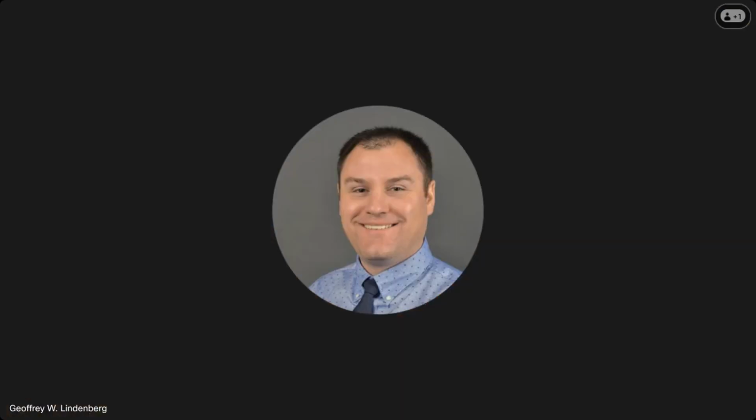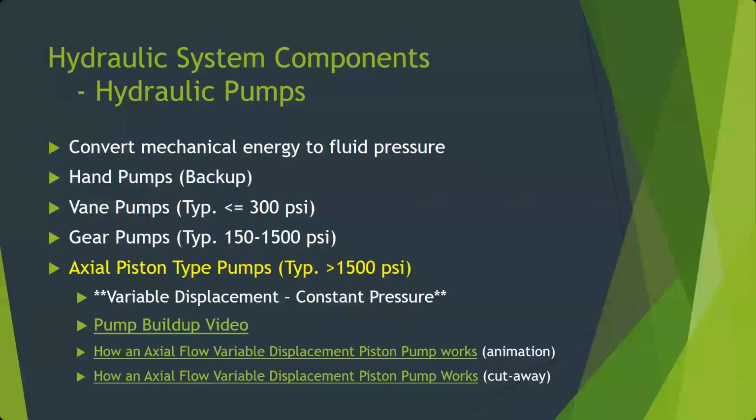So the first component we're going to talk about is the hydraulic pumps, and these are critical. They're going to convert mechanical energy to fluid pressure. Now I know I've mentioned that some of our pumps are AC motor driven. They use a motor, but a motor is converting electrical energy to mechanical energy. You still then have a pump converting that mechanical rotation to pressure.